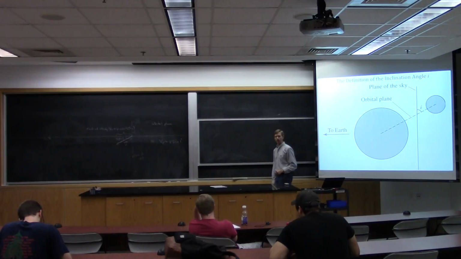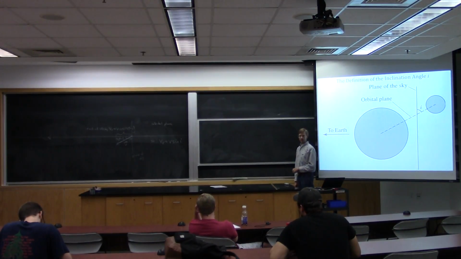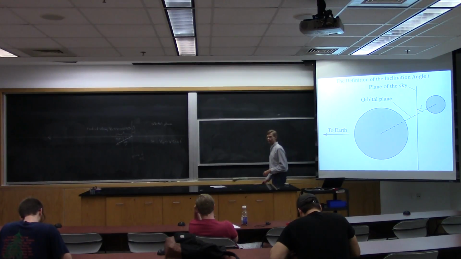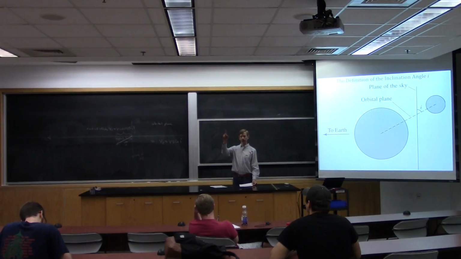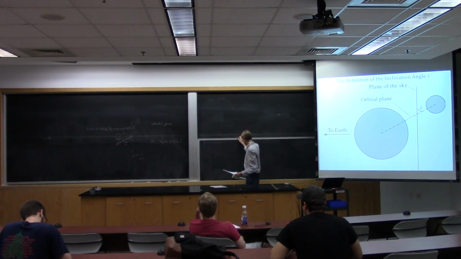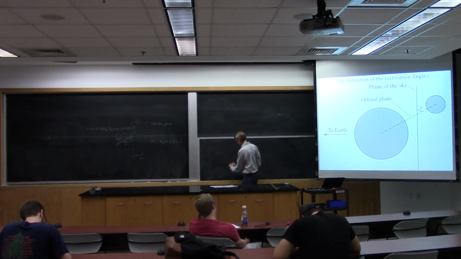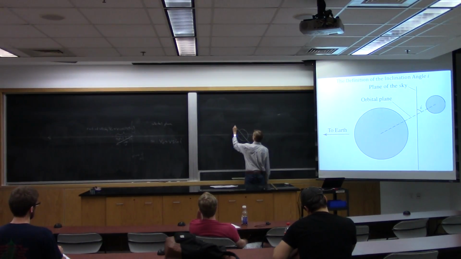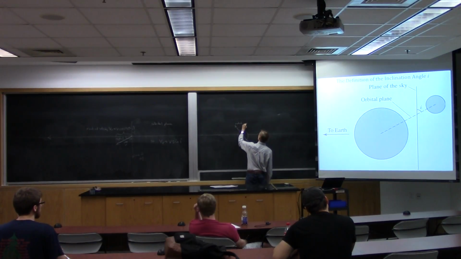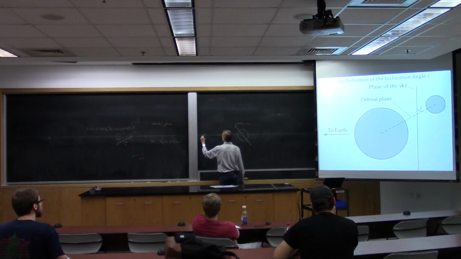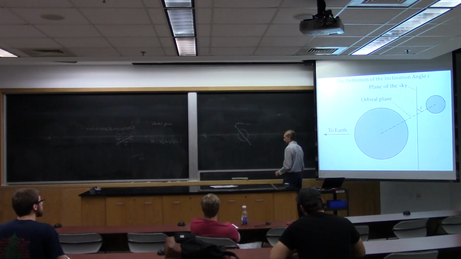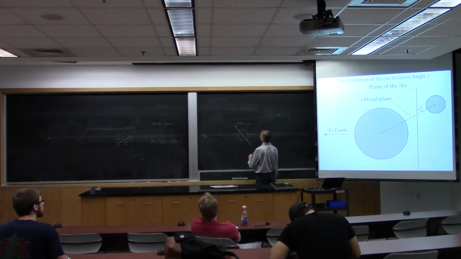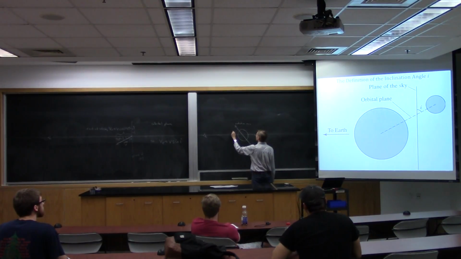So the sine of i shows up all the time in discussions of binary systems, and for that matter even of single stars, because if you have a star, the inclination angle is the angle between the rotation axis and the line of sight.